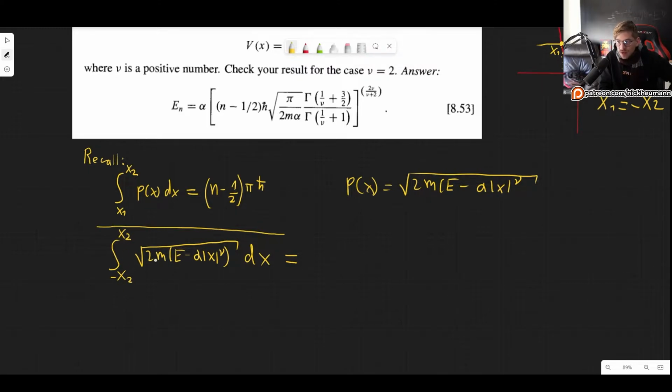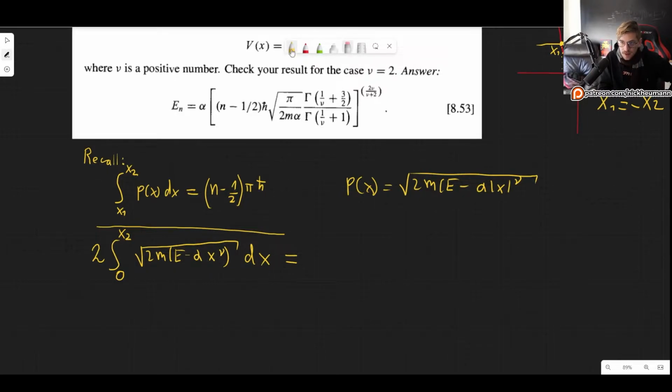So now we have this. But notice that it is an even potential, as we said. So going from minus x2 to x2 is the same as going from 0 to x2 twice. So we can make our integral much nicer, and by doing that, we get rid of the absolute value.